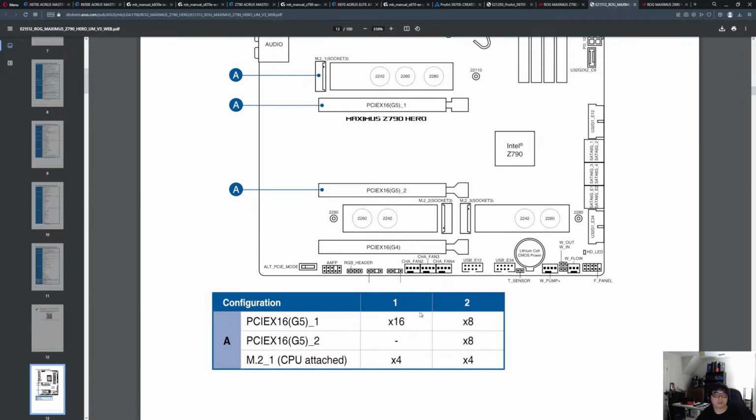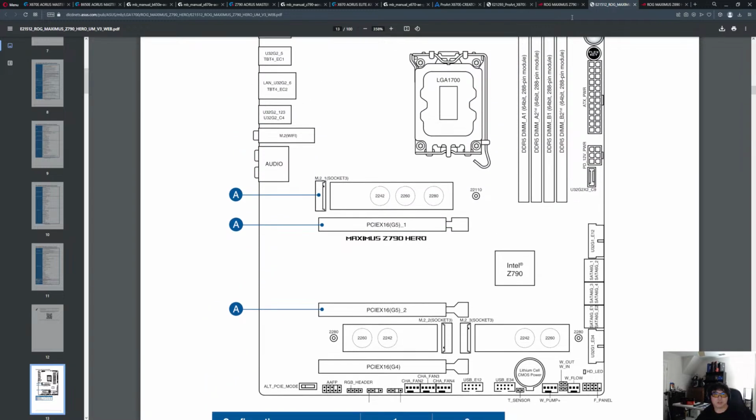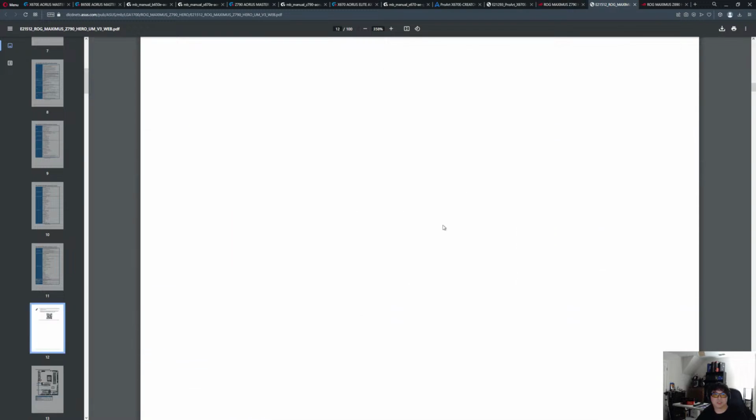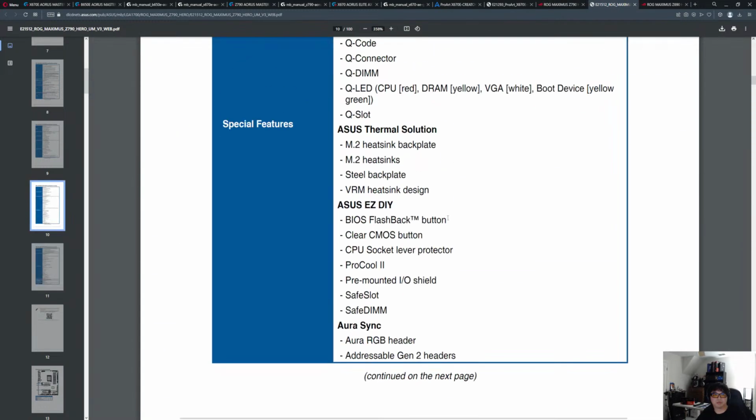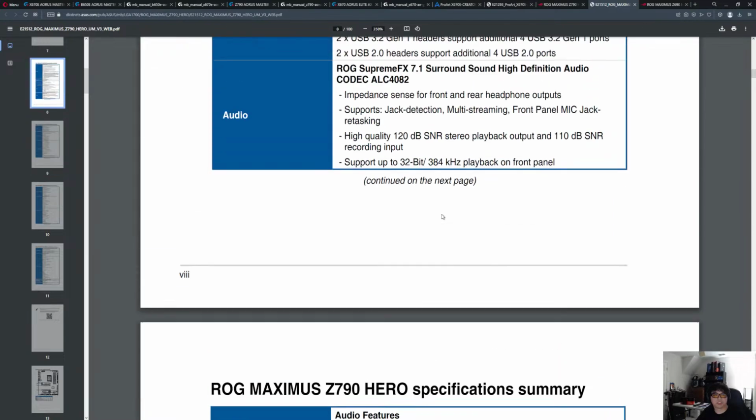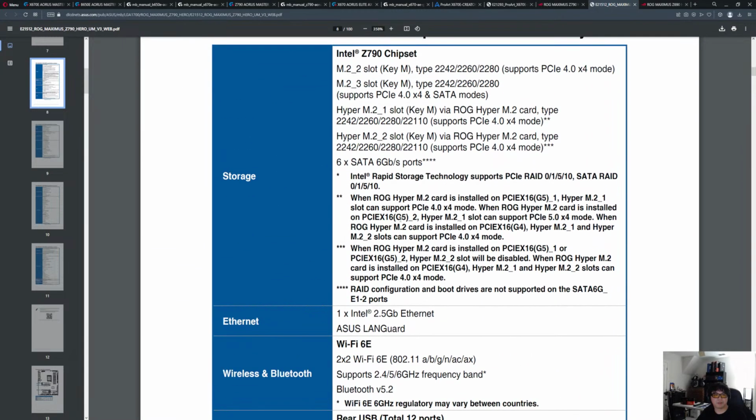So where was that again? We got to go back up here again. It says where's the Hyper M.2? Hyper M.2 is installed in the top, wait, Gen 5_1, Gen 5_2.